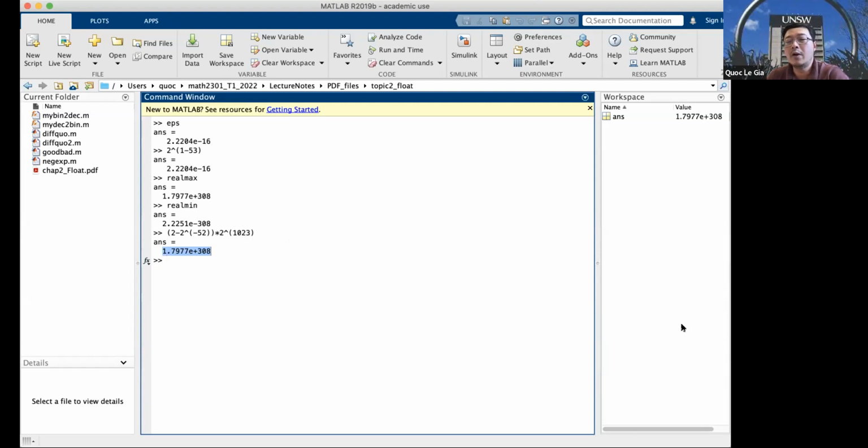Real min is, again, you set all the digits to be 0. But now, why can real min not be 0? It's just a very small number, but it's not 0, it's still positive. And why is that?